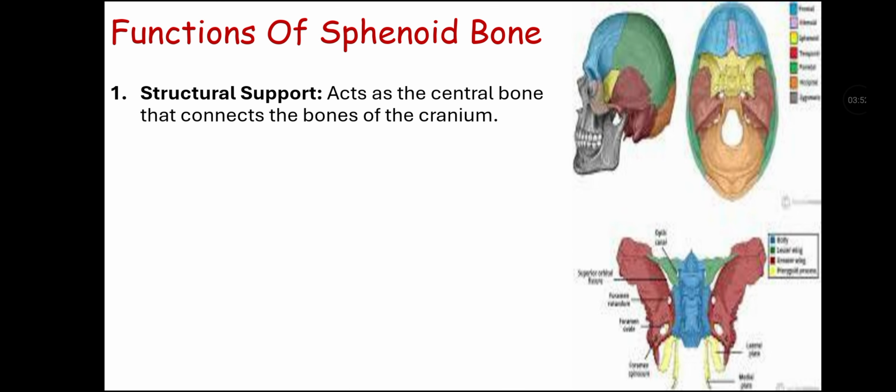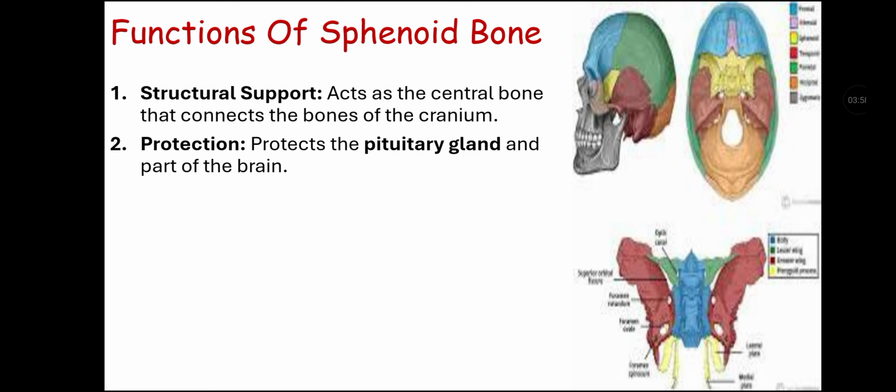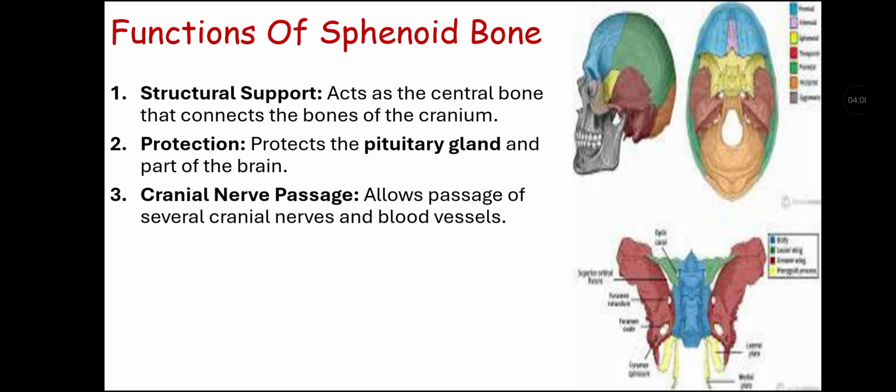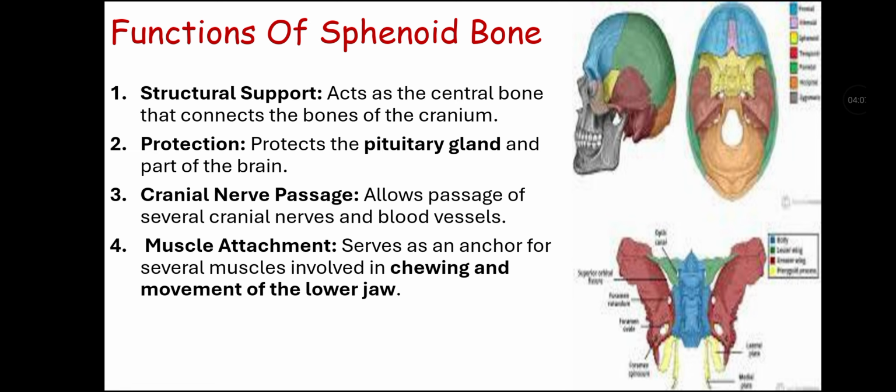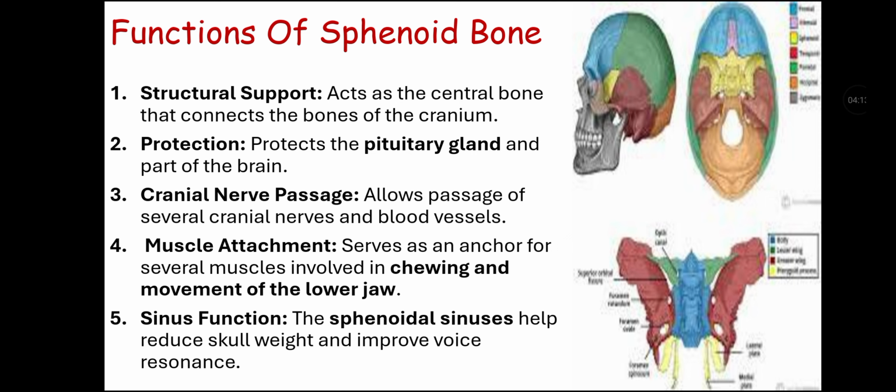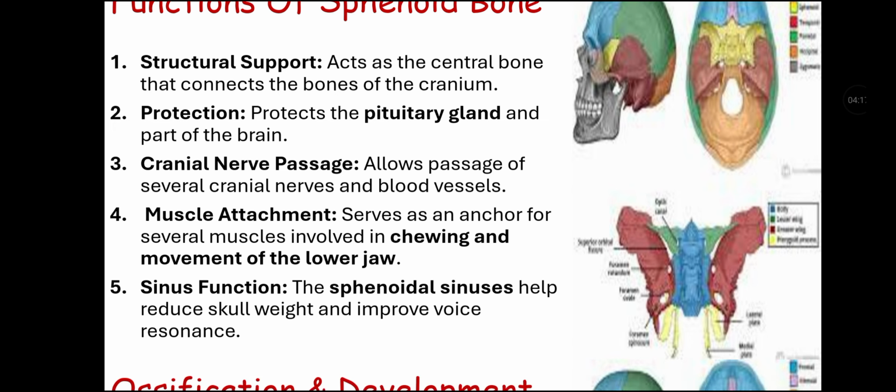Functions of the sphenoid bone include: first, structural support, as it acts as a central bone that connects the bones of the cranium. Second is protection, as it protects the pituitary gland and parts of the brain. Third is cranial nerve passage, as it allows passage of several cranial nerves and blood vessels. Next is muscle attachment, as it serves as an anchor for several muscles involved in chewing and movements of the lower jaw. Next is sinus function, as the sphenoidal sinus helps reduce skull weight and improve voice resonance.